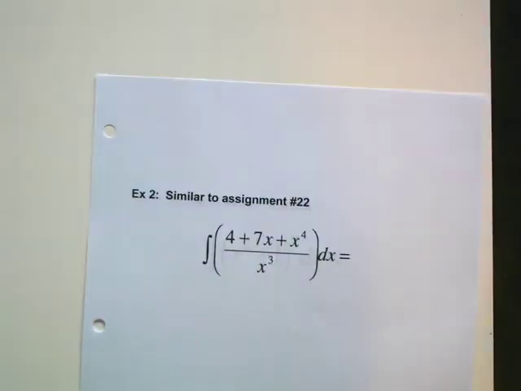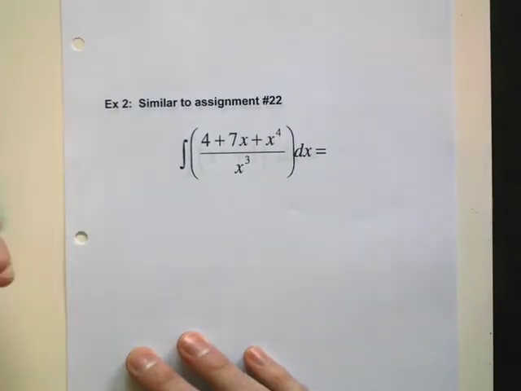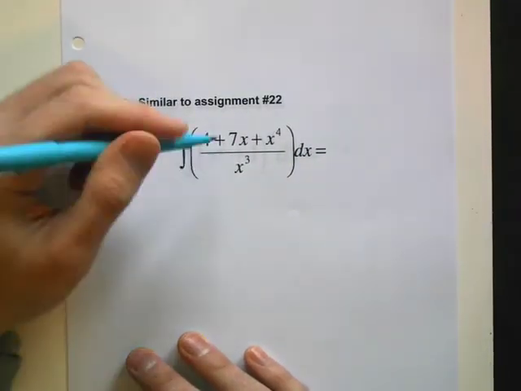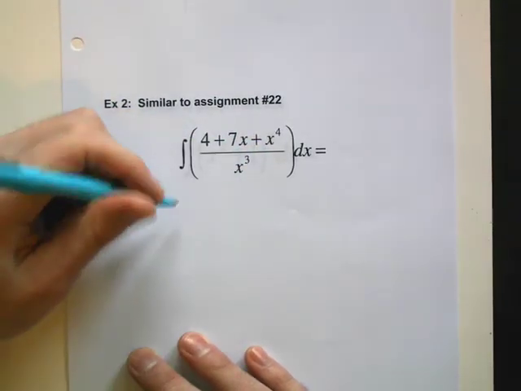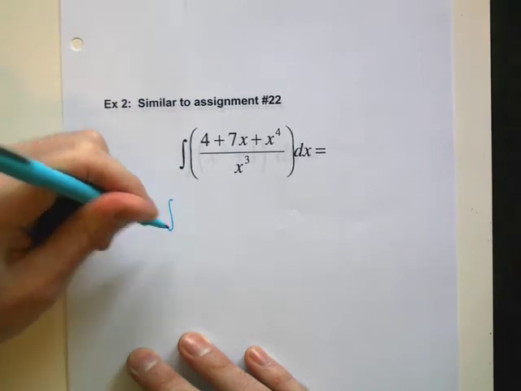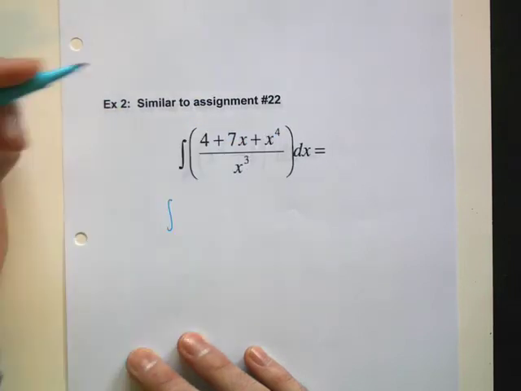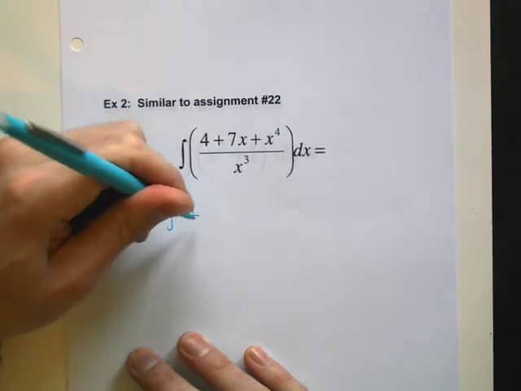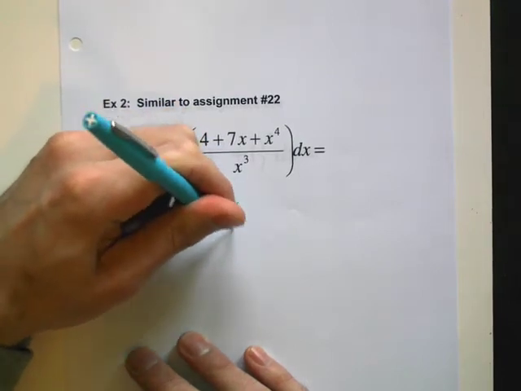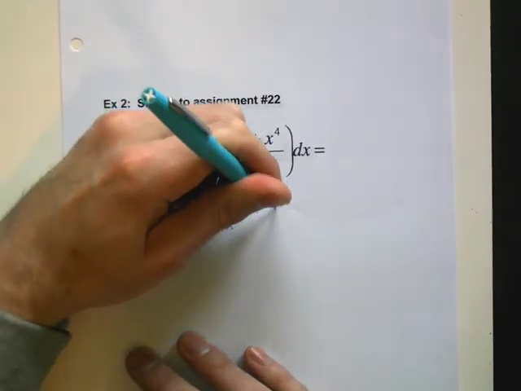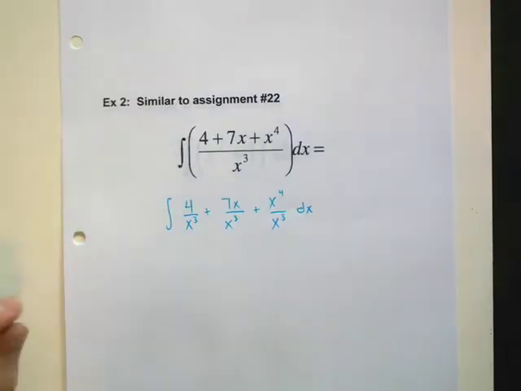This one's similar to number 22, okay? Really the only thing here is I wanted to show this to you guys because we have three terms in the numerator, one term in the denominator. When we see that, let's rewrite it so that this x to the third gets divided out by each of these. So this is the same thing as 4 over x to the third plus 7x over x to the third plus x to the fourth over x to the third dx, okay?